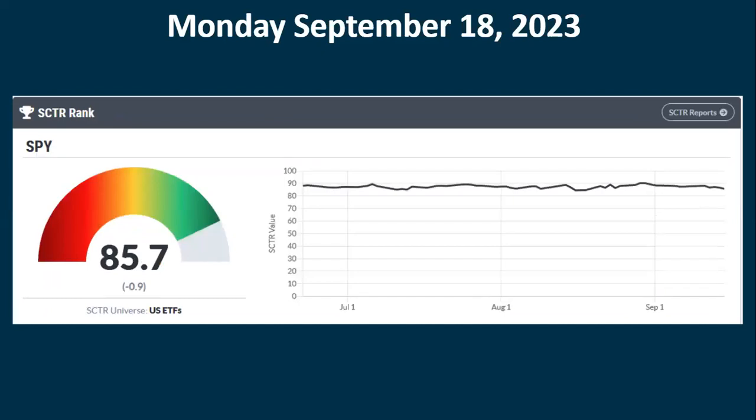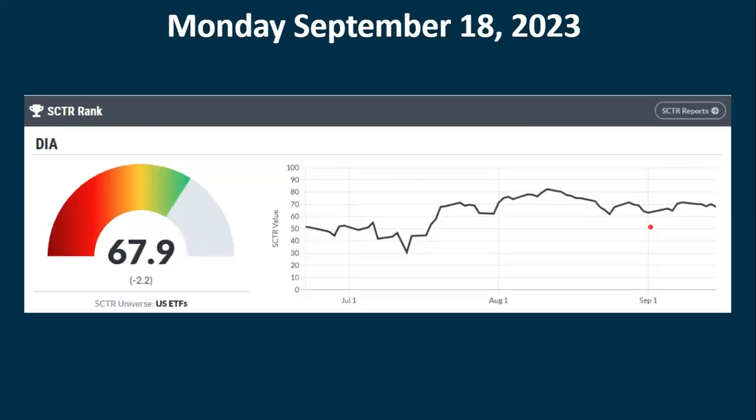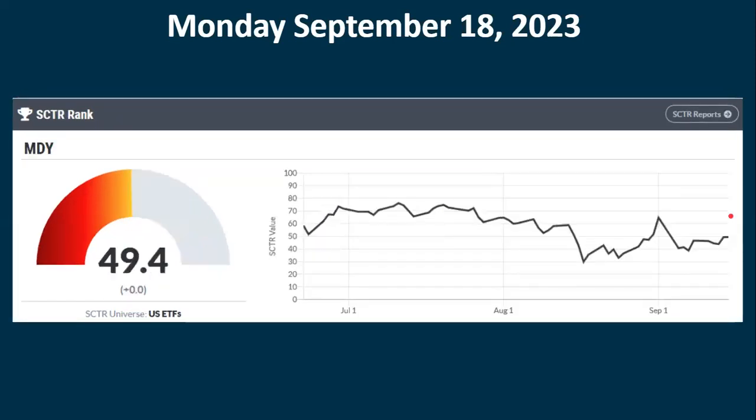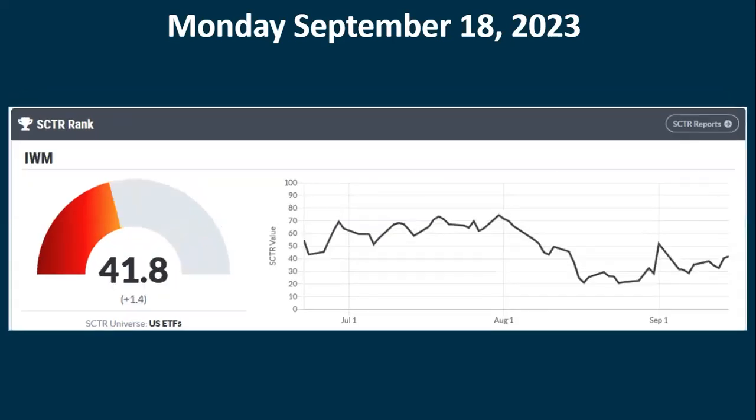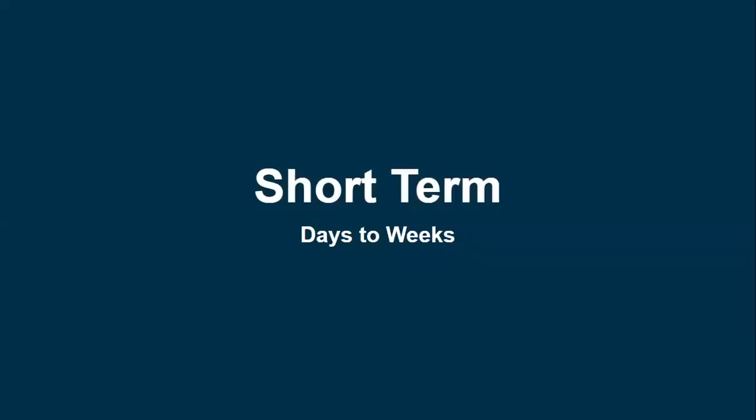Coming in second place is the S&P 500. Also kind of flatlining right now, but it's coming in at 85.7. The Dow, represented by the diamonds, doing okay at 67.9. Then we have the mid caps at 49.4, and then the small caps, represented by the IWM, which is the ETF for the Russell 2000 index, it comes in at 41.8.